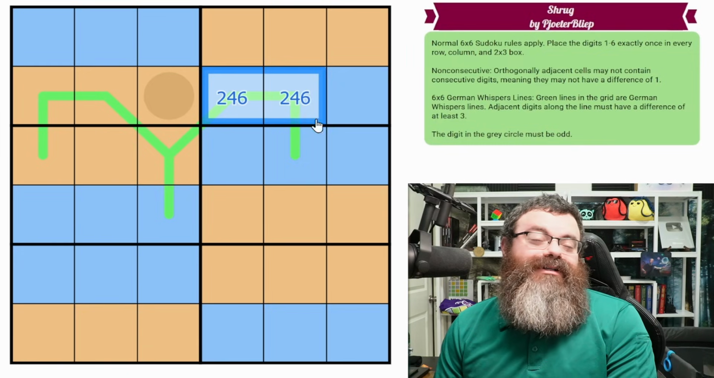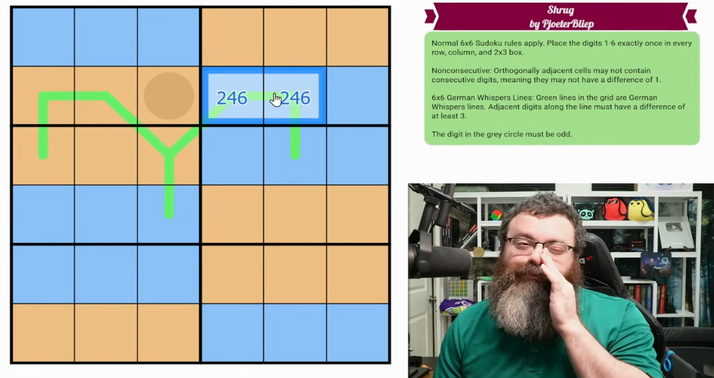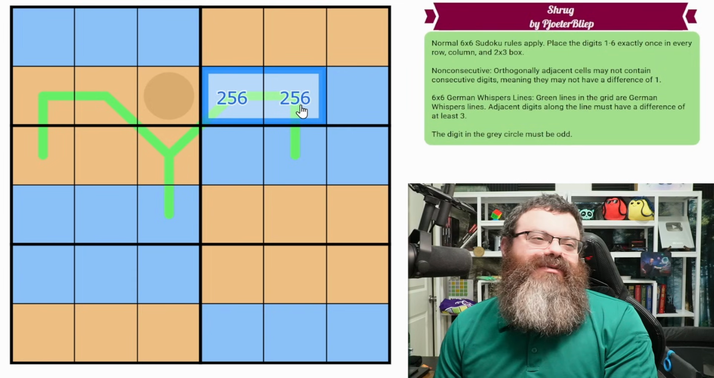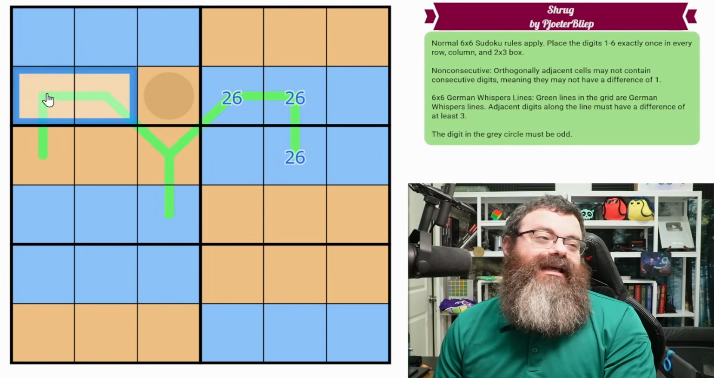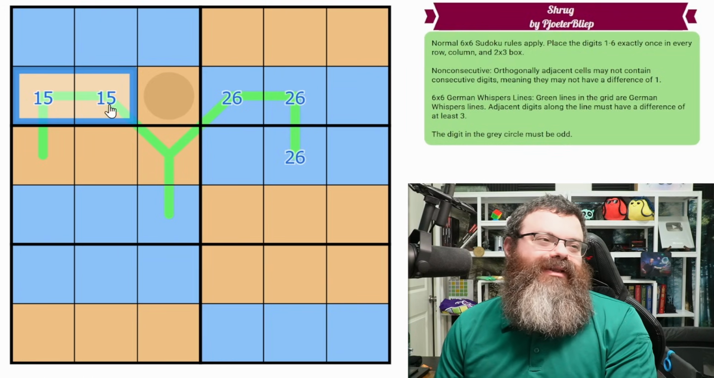So these are from 246, right? But the 4 is not possible. So we're never going to put a 4 next to a 2 or a 6. And so this has to be a 2-6 pair, which means this is 2-6. Similarly, 1-3-5, you can't use the 3. It's too close. And so that's going to be 1-5. This is going to be 1-5.